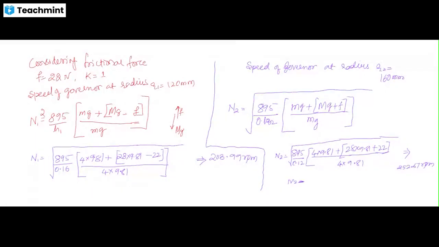So now the range of speed is N2 minus N1. It's 252.67 minus 203.99. How much is it? 48.68. 48.68 is the range of speed. This one clear? Yes, sir. Problem is clear.